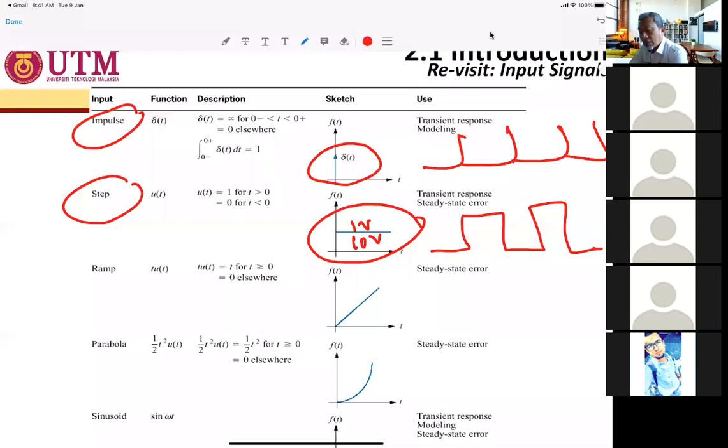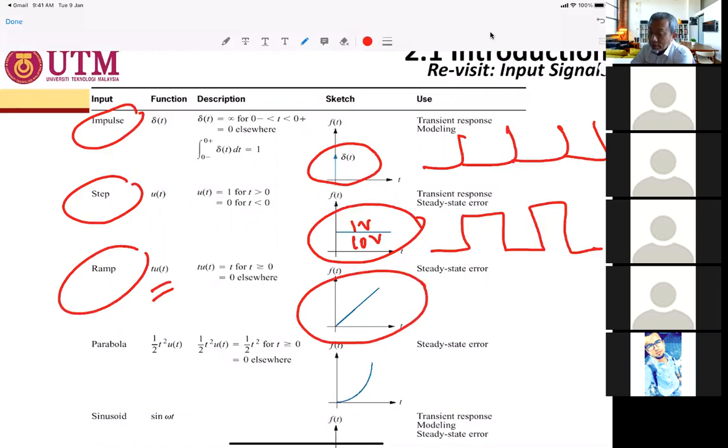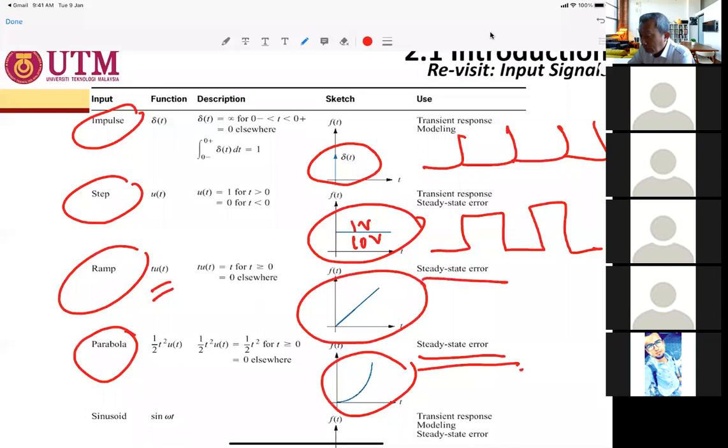Depends on the designer. The third one is the ramp. Okay, ramp, which is the function of t, t u(t), and the shape of the signal is like this. It's proportional. Okay, f(t) is equal to t u(t). The fourth one is the parabolic signals, which is 0.5 t squared u(t). Okay, this is the shape of the parabolic, which is suitable for steady state error measurements. Ramp, suitable for steady state error applications, and step also suitable for transient response analysis and steady state error analysis.